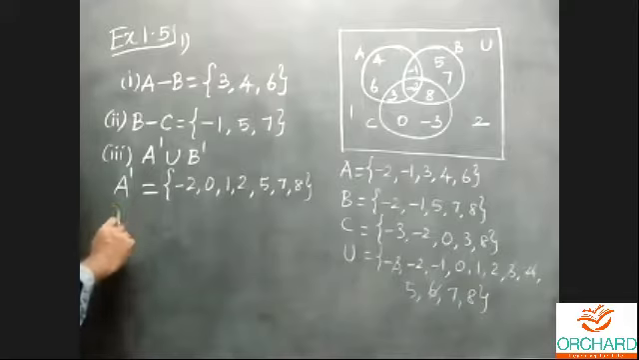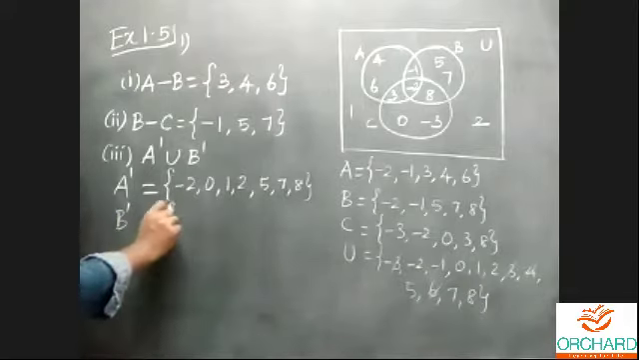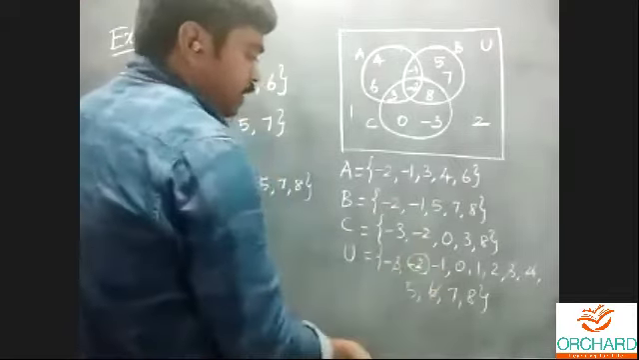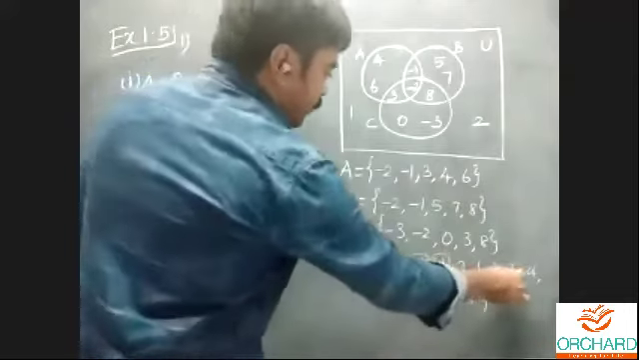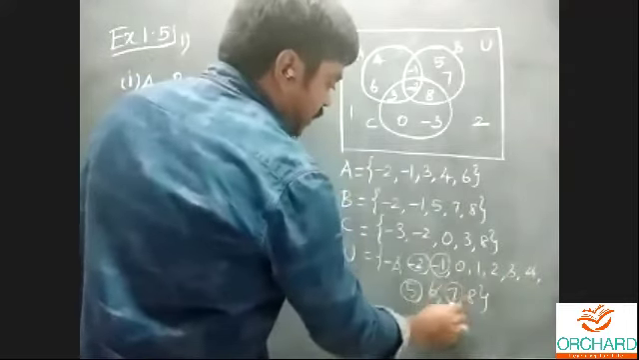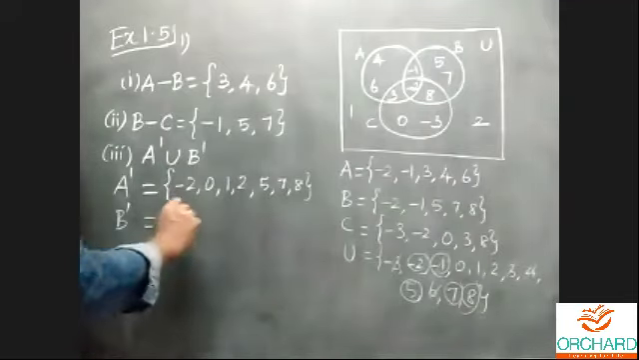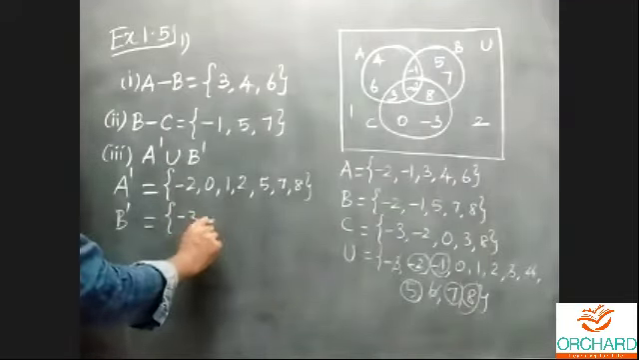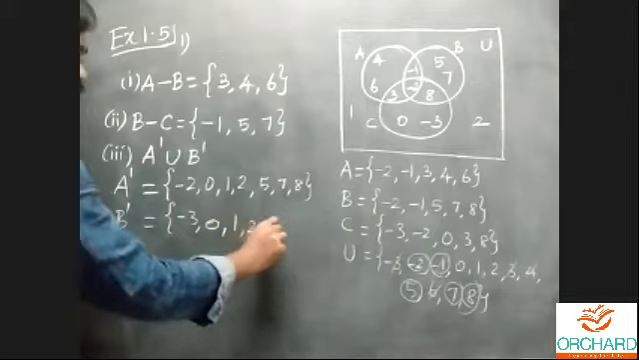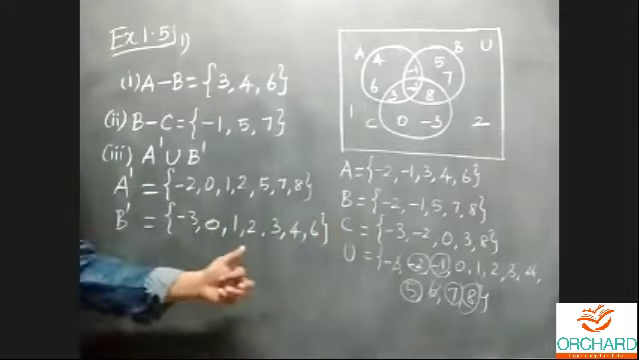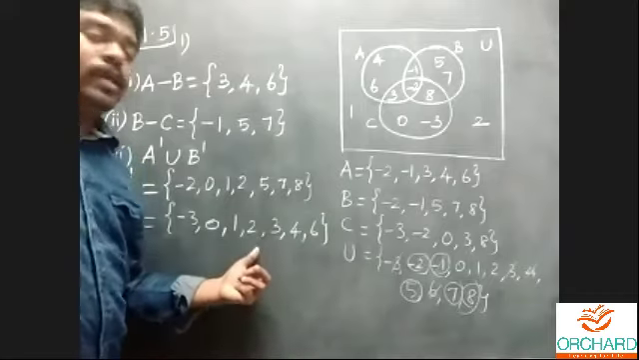Next, B dash. What is meant by B dash? Except B. The elements of set B are -2, -1, 5, 7, 8. Just encircle them and write the remaining elements: -3, 0, 1, 2, 3, 4, 6. These are the elements of set B dash. Then you can easily connect the idea.